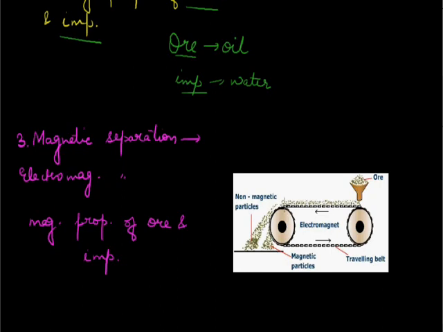We can easily understand this method from the diagram. There are two rollers, one of which is magnetic. This roller is magnetic. The other one is non-magnetic.